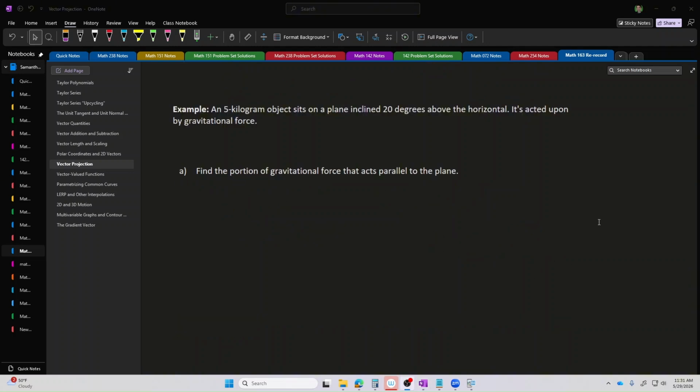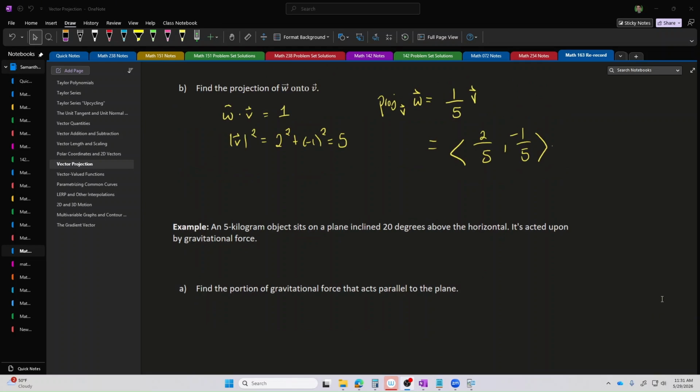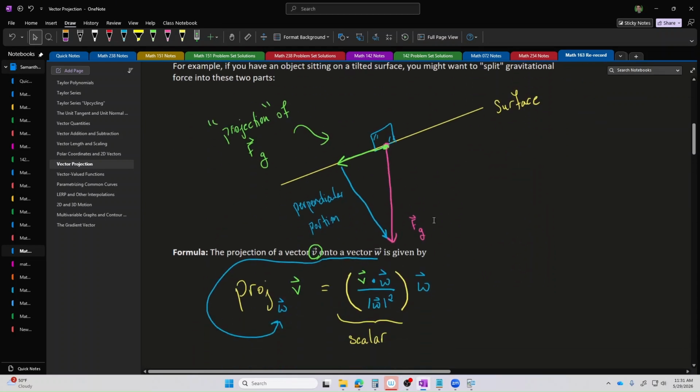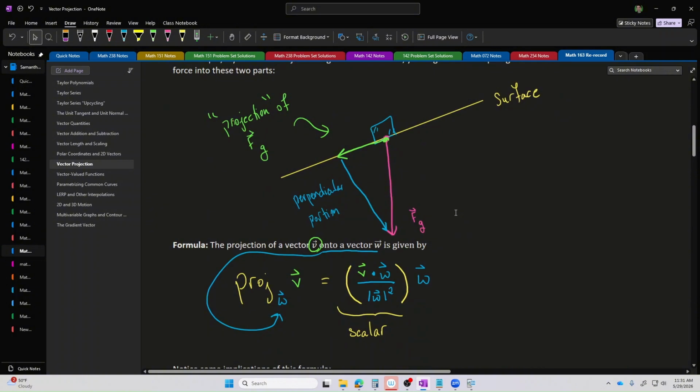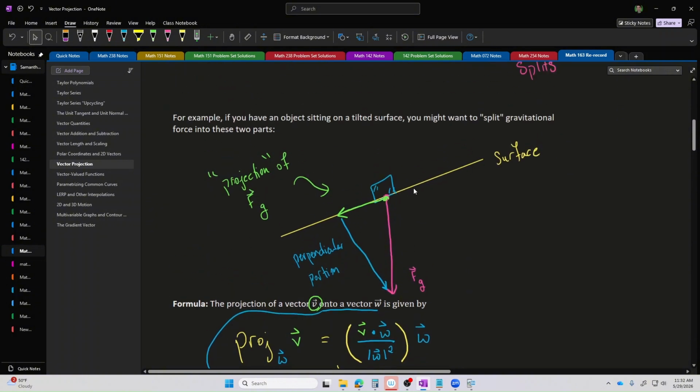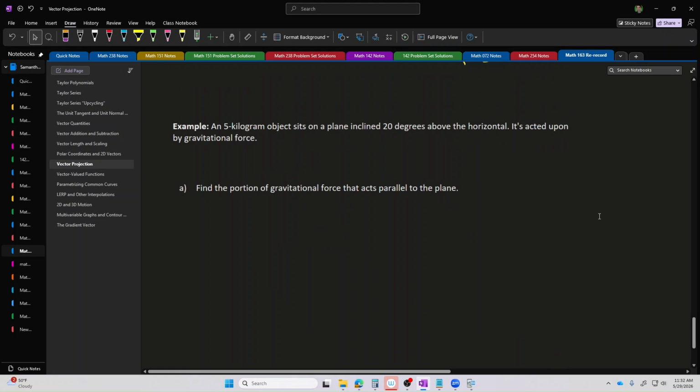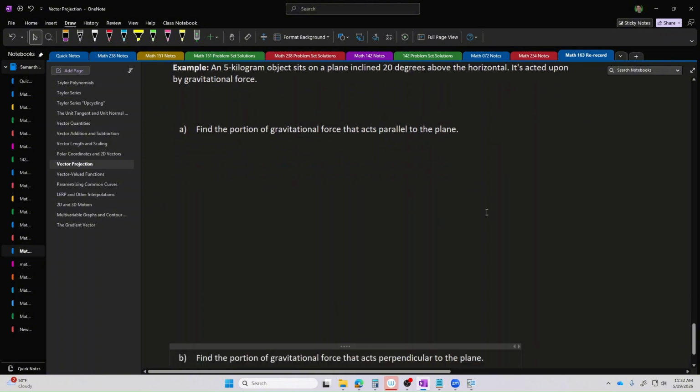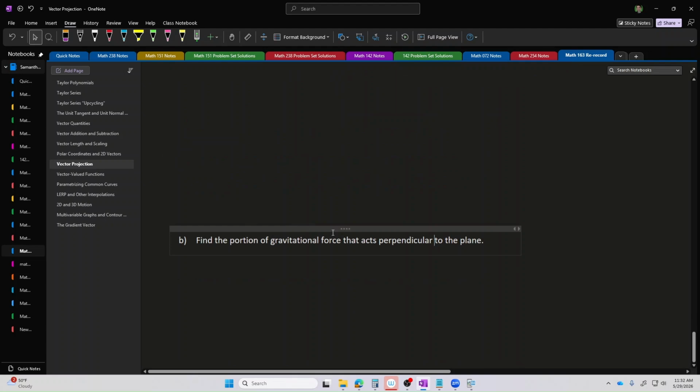Let's go ahead and return to that context from the beginning of the video, where we're taking a gravitational force and we're splitting that force vector into parts. One part that's parallel to a surface and one part that's perpendicular to the surface. We have a 5-kilogram object that's sitting on a tilted plane. The plane is inclined 20 degrees above the horizontal, and the object is acted upon by gravitational force. So let's find the portion of gravitational force that's parallel to the plane, and let's find the portion of gravitational force that's perpendicular to the plane.